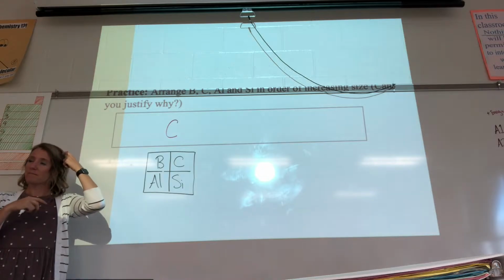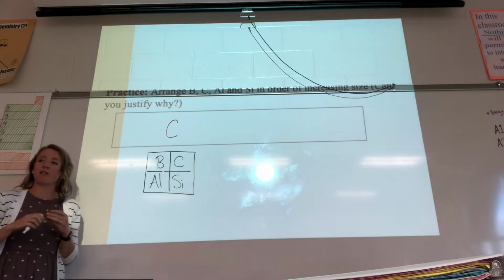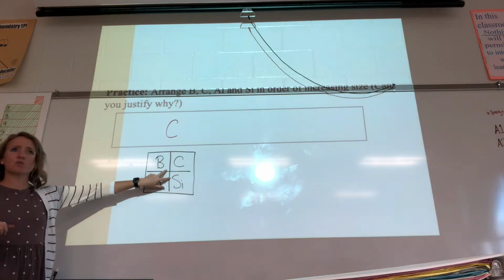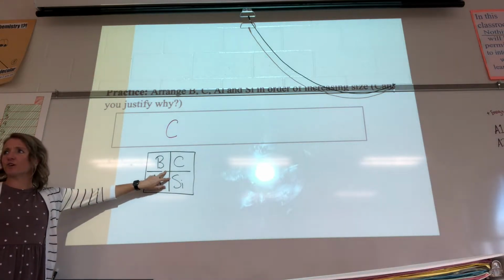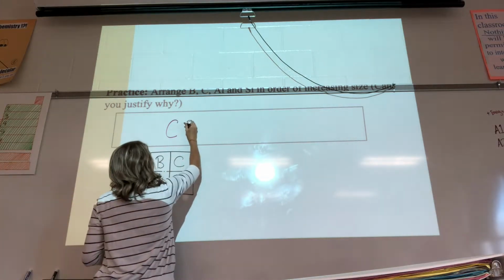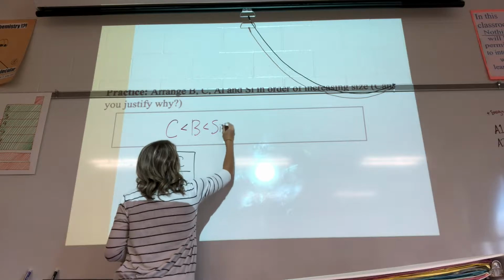Matt? So is the largest atom we know of Fr? Yes. Yeah, very good. And what would be the very smallest? Good. Yep. So between these two, what makes a bigger difference? Going across or going down? Going down. So we're going to have carbon is less than boron, which is less than silicon, which is less than aluminum.